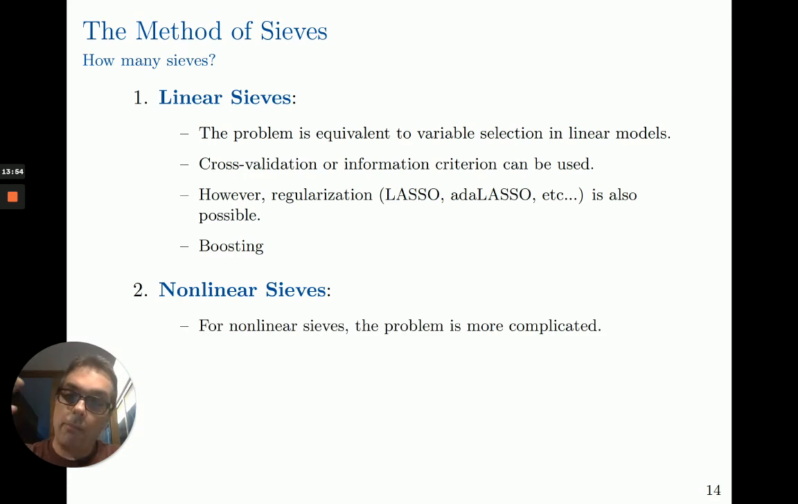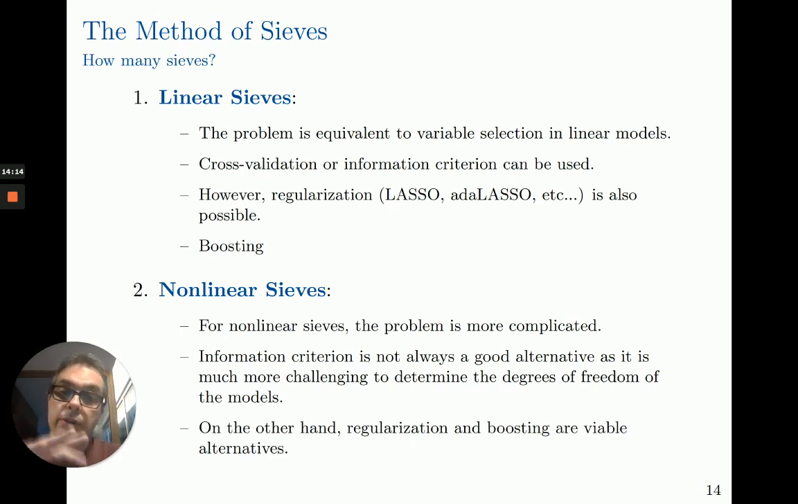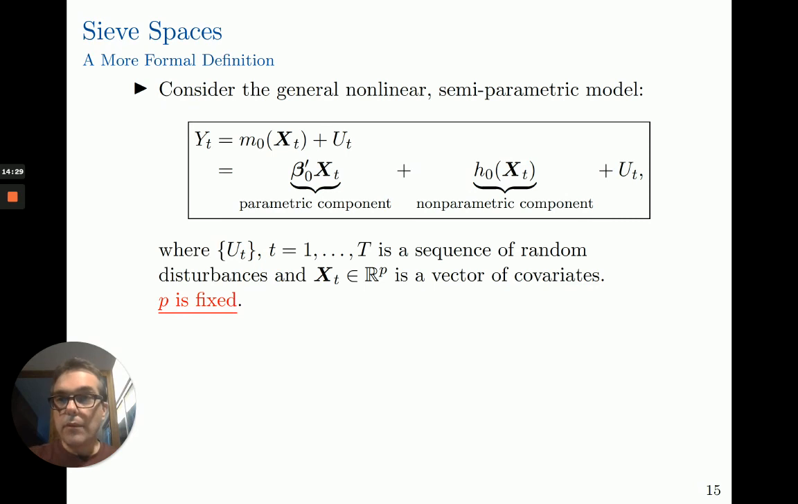For nonlinear sieves, the problem is way more complicated. Information criteria is not always a good alternative because in several cases it's not available. And why is it not available? Because we don't have a closed form expression for the degrees of freedom. On the other hand, regularization and boosting are viable alternatives. For instance, in neural networks, we are going to see that regularization plays a very, very important role. All right, so let's move into a bit more formal definition.